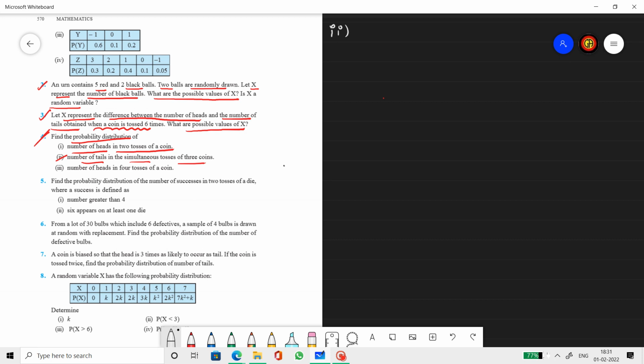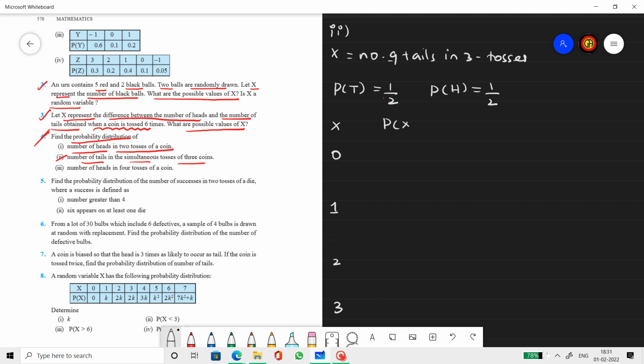Fourth, subdivision 2, X represents the number of tails in 3 tosses. So the probability of getting a tail is 1 by 2 in one toss of a coin. And the probability of not getting a tail, which is getting a head, is also 1 by 2. So here X is 0, X is 1, X is 2 and X is 3. X equals 0 means no tail at all, so everything is head, which is 1 by 2 the whole cube.